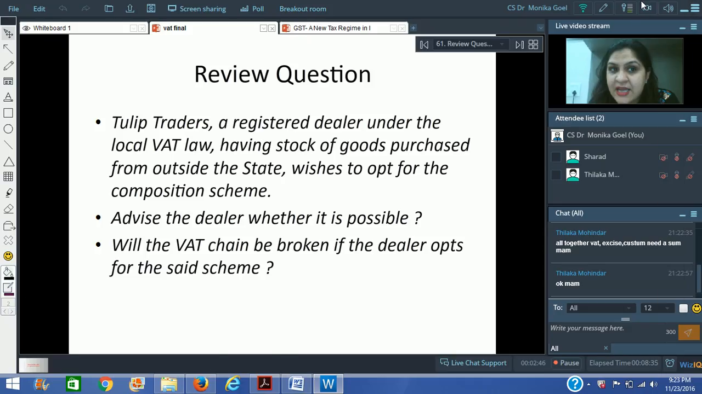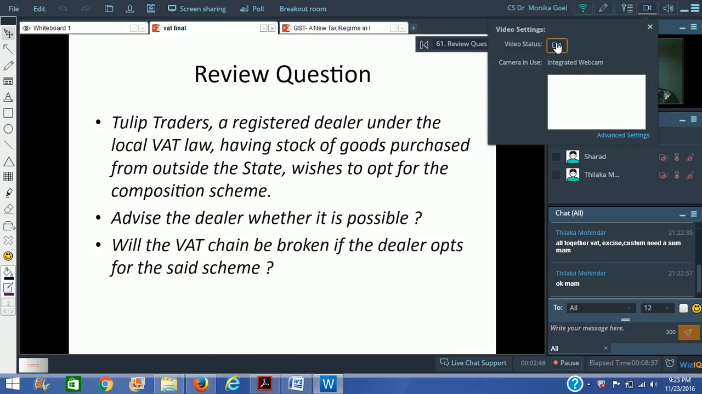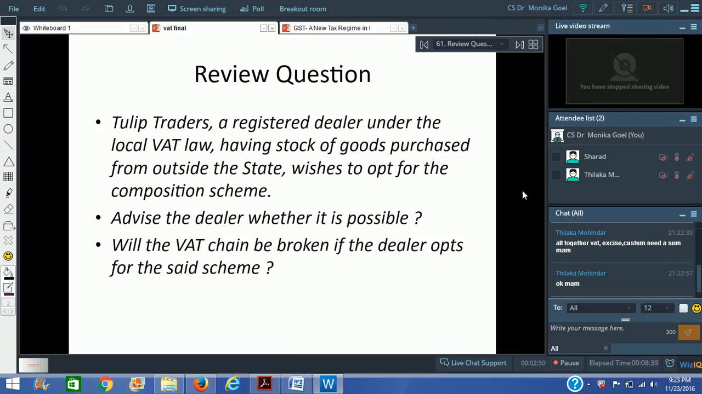Okay, now one question before I take it forward. Tulip Traders, a registered dealer under the local VAT law, having stock of goods purchased from outside the state, wishes to opt for the composition scheme. This is a registered dealer under the local VAT law, and he wants to opt for the composition scheme. The question is whether it is possible for him to opt for it. Can he opt for the composition scheme?